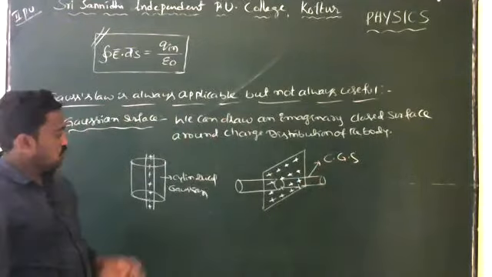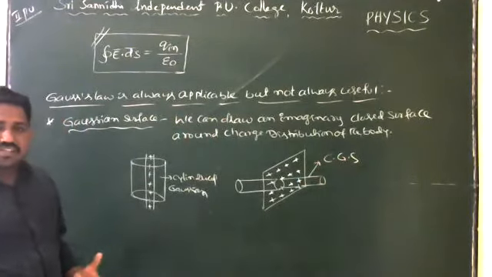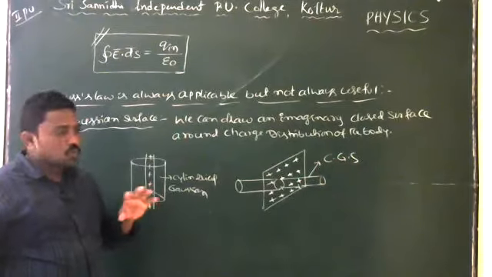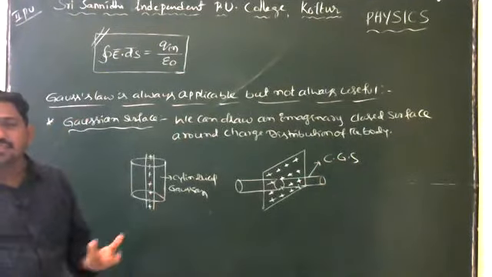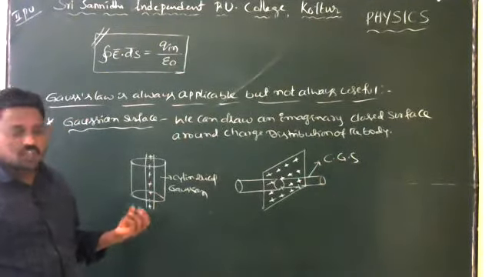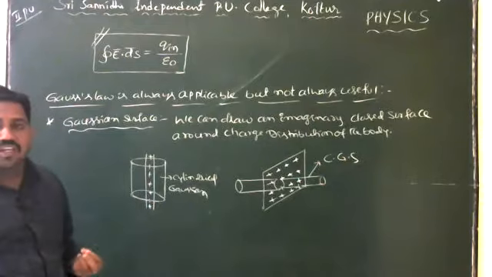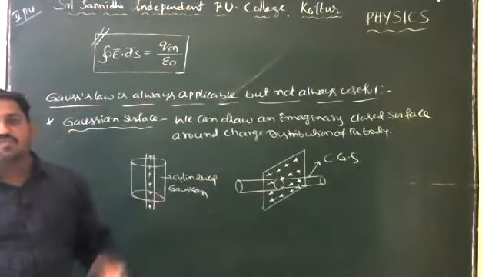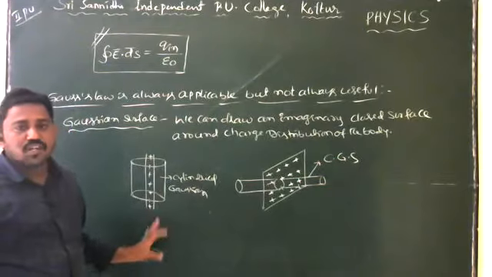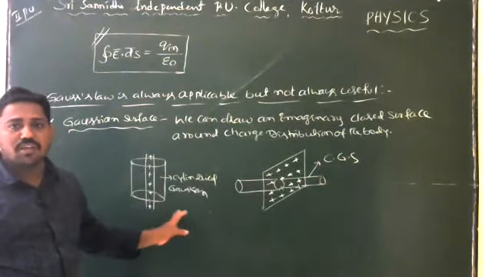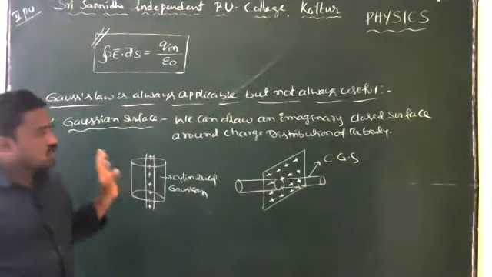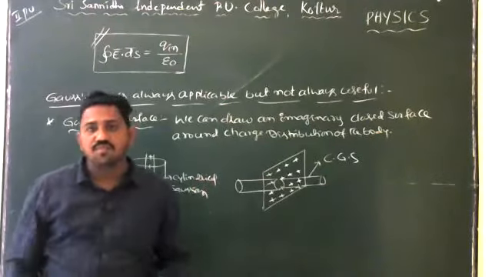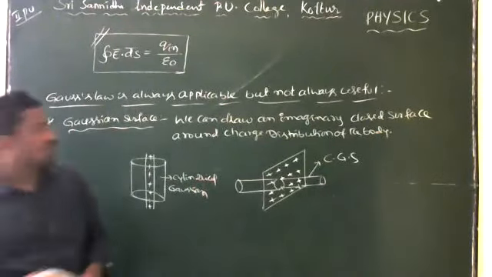First of all, to apply Gauss's law, we must draw the Gaussian surface. Without the Gaussian surface, we cannot apply Gauss's law. First of all, we must draw an imaginary closed surface around this charge distribution. That surface is known as the Gaussian surface. This is very, very important. So first of all, we draw the Gaussian surface. Next one.